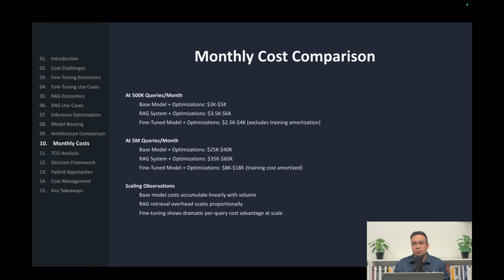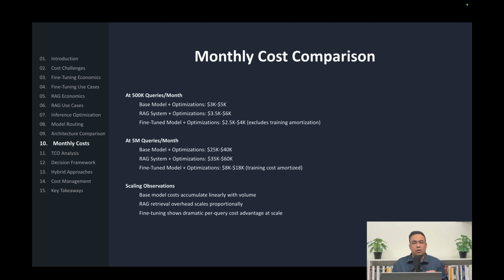So now some scaling observations here. Base model costs accumulate linearly with volume. You're essentially paying a fixed rate per query. RAG retrieval overhead scales proportionally as well because every query does embedding, search, and expanded context inference. Fine-tuning shows a dramatic per query cost advantage at scale because you have already paid the training cost and your ongoing costs are just inference. But monthly costs don't tell the full story.